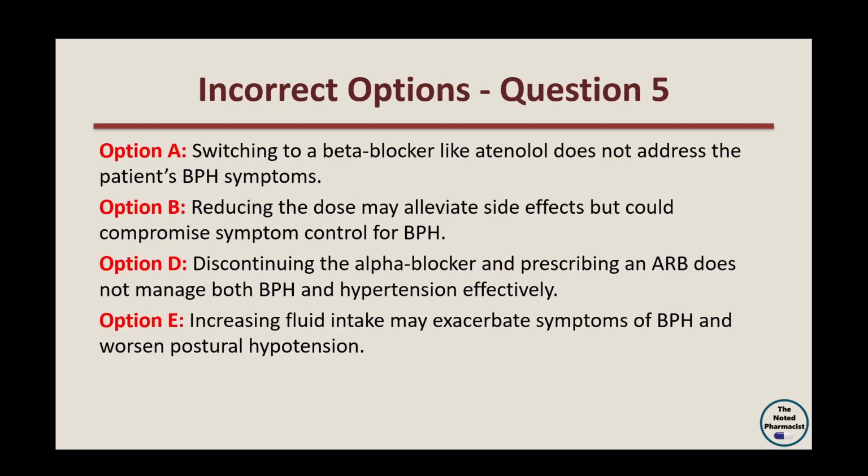Here is the explanation for incorrect options. Option A, switching to atenolol is incorrect because beta blockers do not address urinary symptoms in BPH. Option B, reducing the dose is incorrect because it might reduce efficacy in managing BPH and hypertension. Option D, discontinuing the alpha blocker is incorrect because it unnecessarily compromises BPH symptom management. Option E, increasing fluid intake is incorrect because it may worsen hypertension or symptoms of fluid overload.